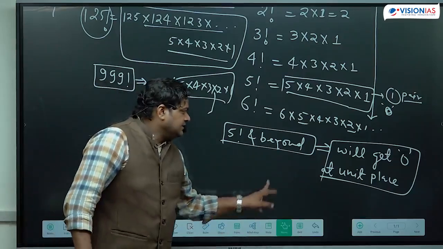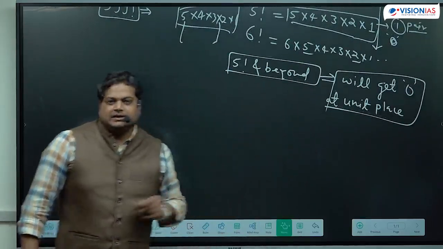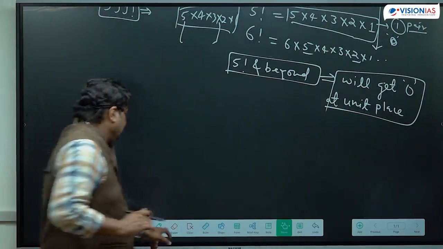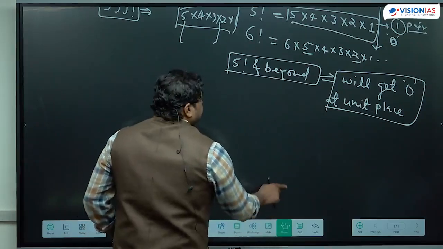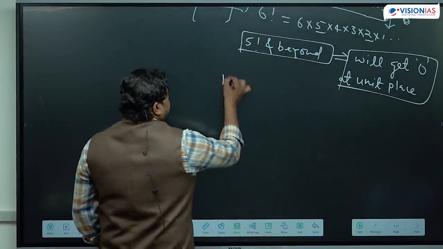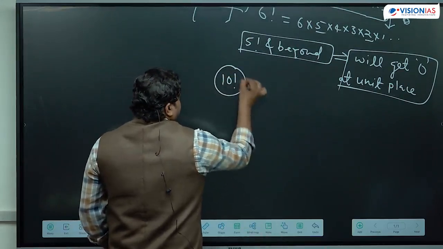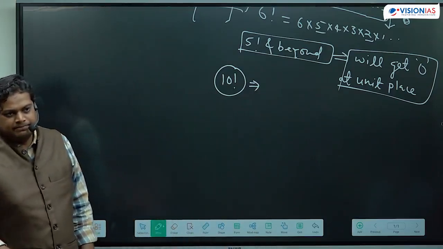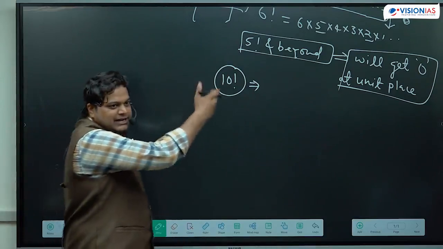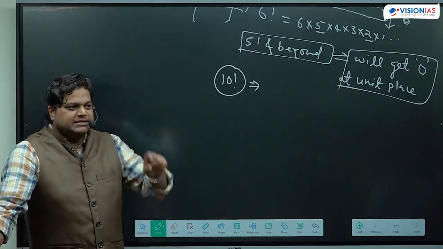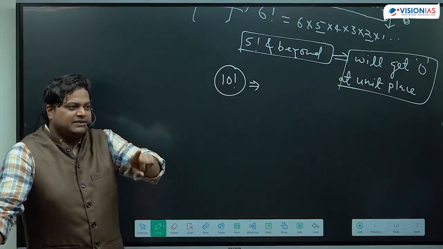Now the question is, the next question, how many zeros are there at the end if I am having 10 ka factorial? So we can see ki 10 into 9 till 5 4 3 2 1, we can see ki 5 is coming at 5 and 10.